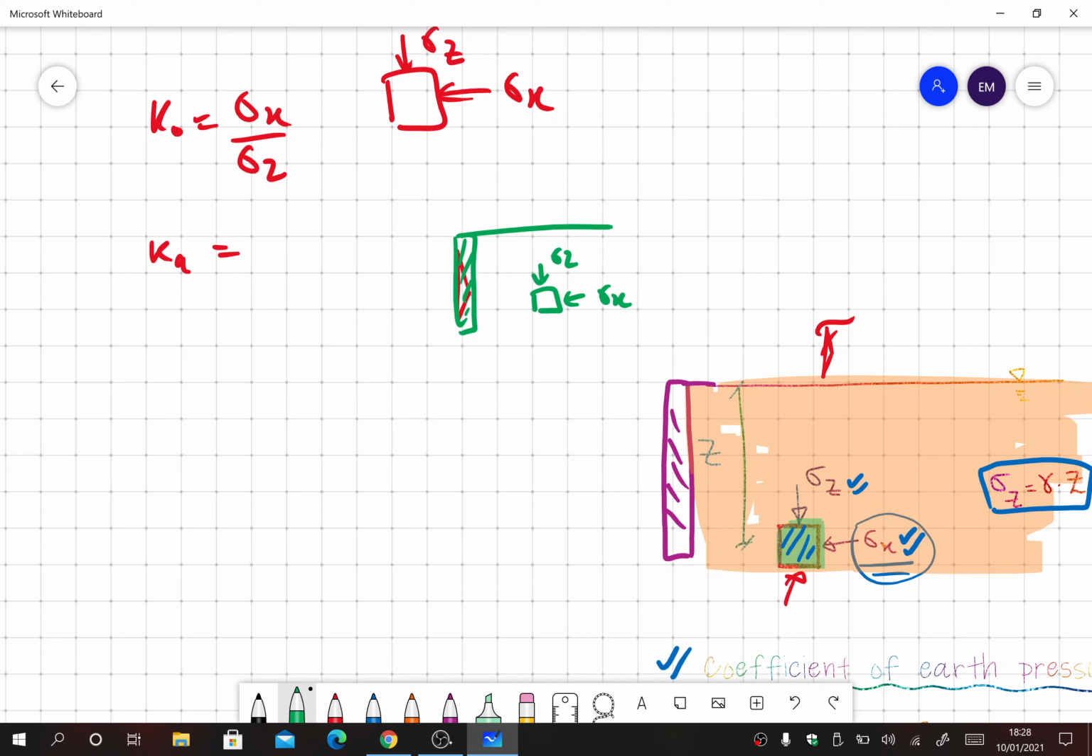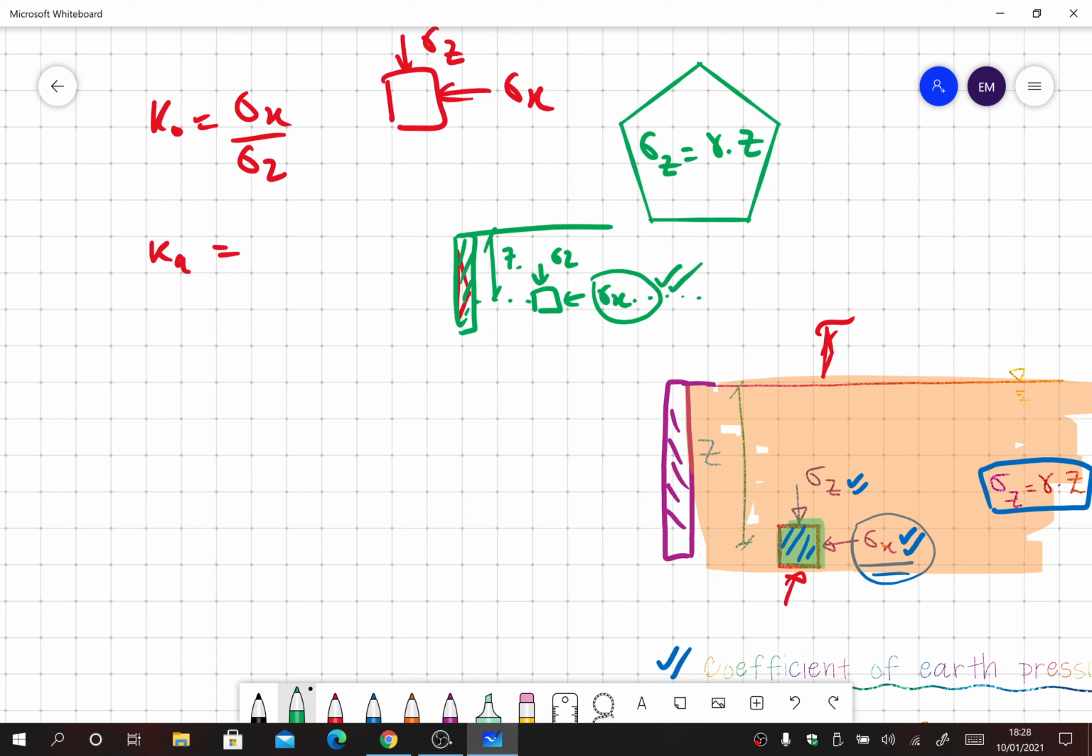Now we know that sigma z value is equal to gamma into z, so that value will remain constant at a certain depth z. If this is the z depth, then at any different point or due to any condition, sigma z value is fixed. It's simply unit weight of soil into the depth at which you are measuring the stresses. So the only variation will occur in sigma x. Remember that sigma z will remain constant. With the change from active to passive condition, only the change in sigma x would occur.